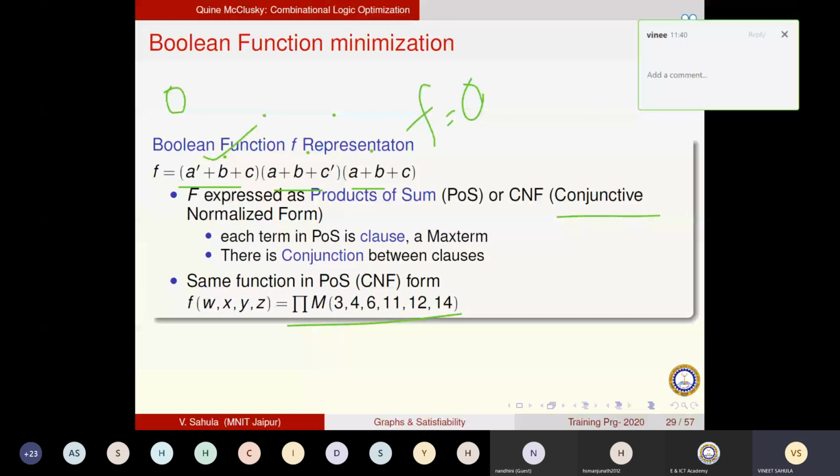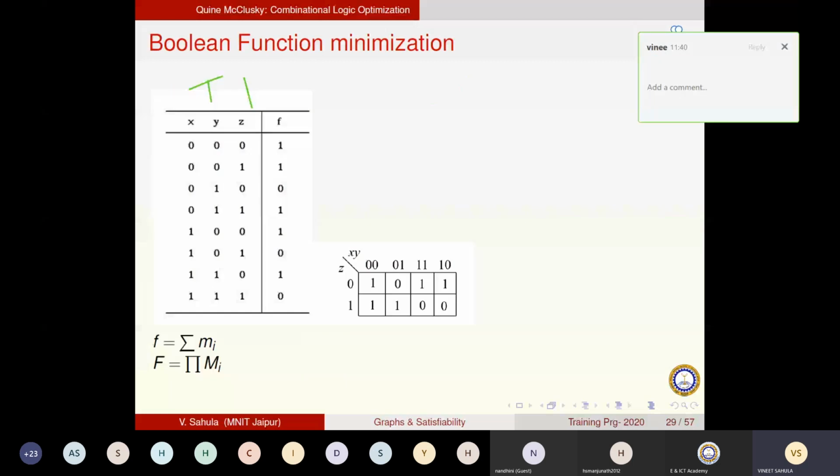Right? So this term is max term. This term is max term. The function is built around 0. So if you look at the old representation, what you have been doing, this is a function in tabular form. It's called truth table.